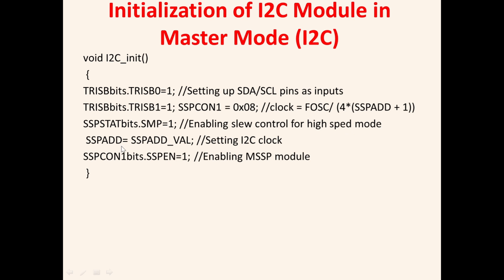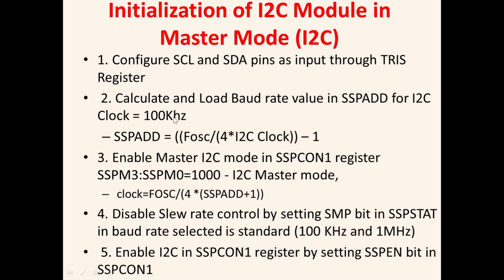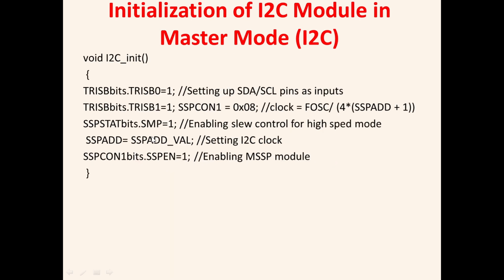After that, setting up the clock for your SSP add register. After the calculation for this 100 kilohertz, you will be able to generate one hexadecimal value, and this hexadecimal value will get loaded in the SSP add register. And after that, you will enable this MSSP module. This way, you will be able to initialize your I2C module under this particular I2C mode of operation.